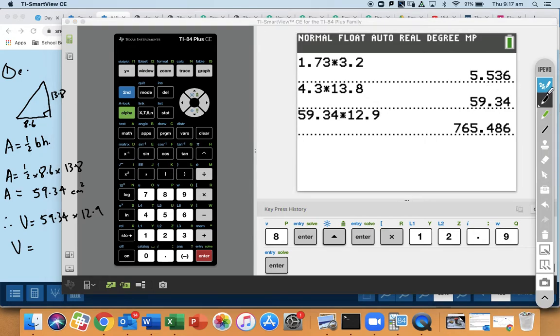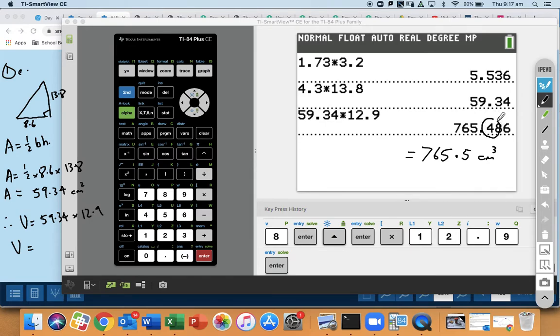It's going to need some rounding, okay? So I only want one decimal place in my answer because I only started with one decimal place in the original measurements or dimensions, if you will, right? So good practice on rounding here. I'm going to write the answer as 765.5 centimeters cubed. I think that was centimeters. I'll have to double check. Yeah, centimeters. Good.